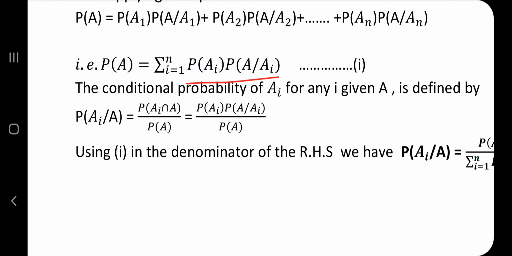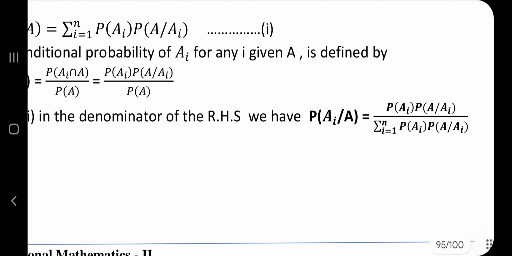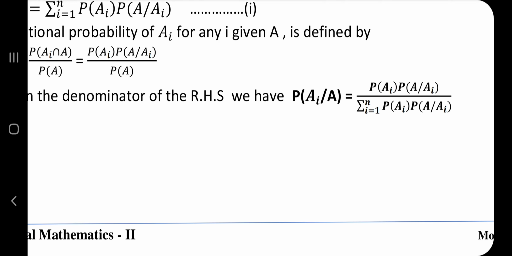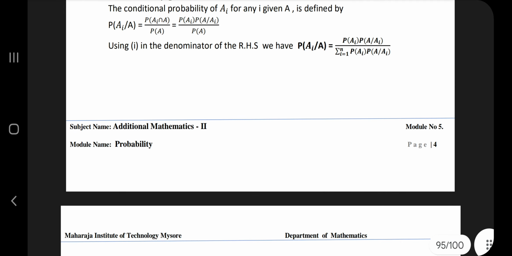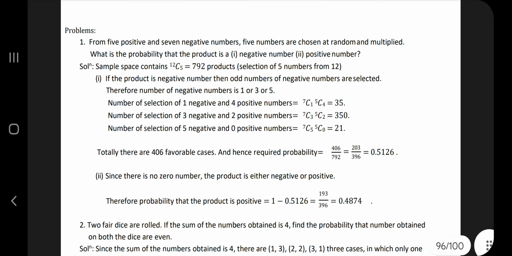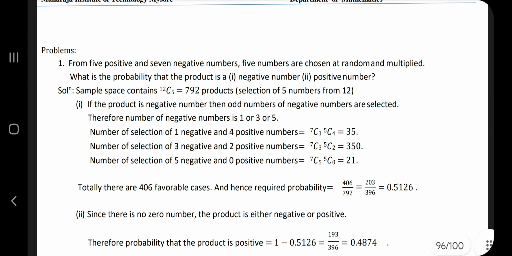Okay, now P of A_i by A is equal to this form, and this form is written in this form. And P of A remains the same. So therefore in the denominator of the RHS we have the whole summation of P of A, that is written as P of A_i into P of A by A_i for all the terms i equal to 1 till n. Okay, that's what you have to write and practice three times, then only you will get it in your brain. Fine. So that's the basic concepts.